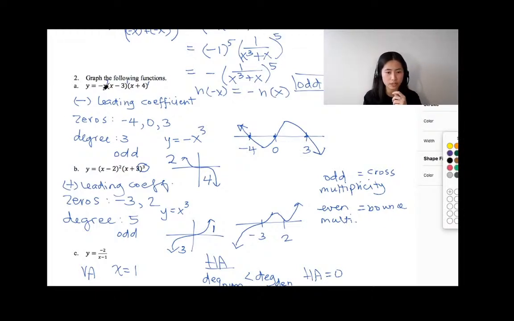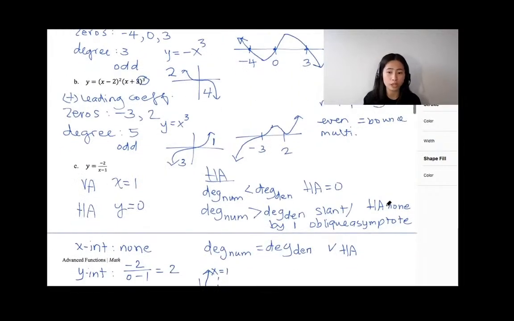Okay, so the domain for this is going to be, so this is for part A. So domain, we have all real numbers, and then for our range, it's also all reals. Or you can just say -infinity, comma, +infinity. It's the same thing. And then for part B, because it's a polynomial function, it's also going to be domain equal to all real numbers, and range is all real numbers.